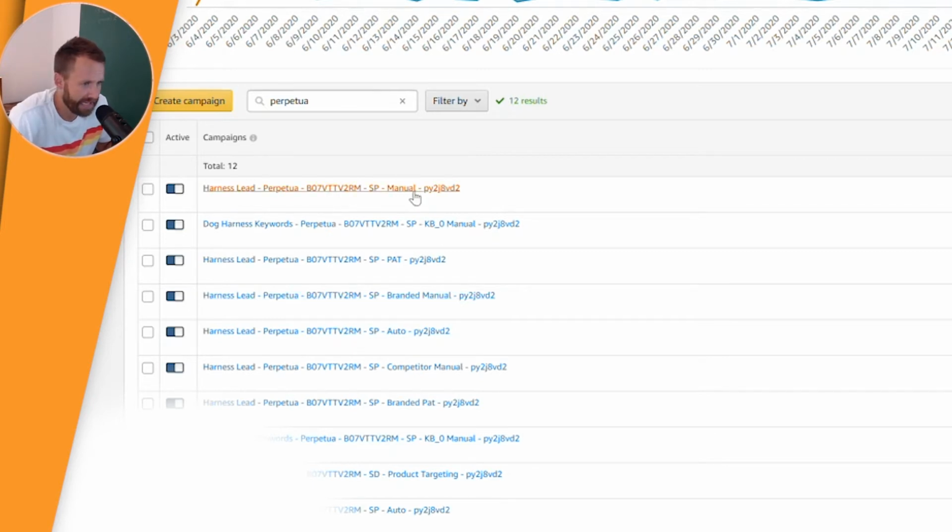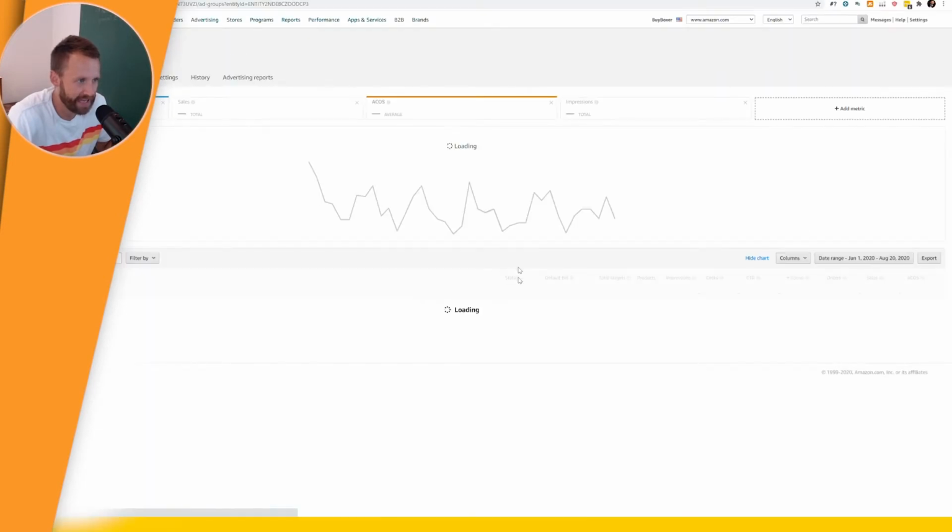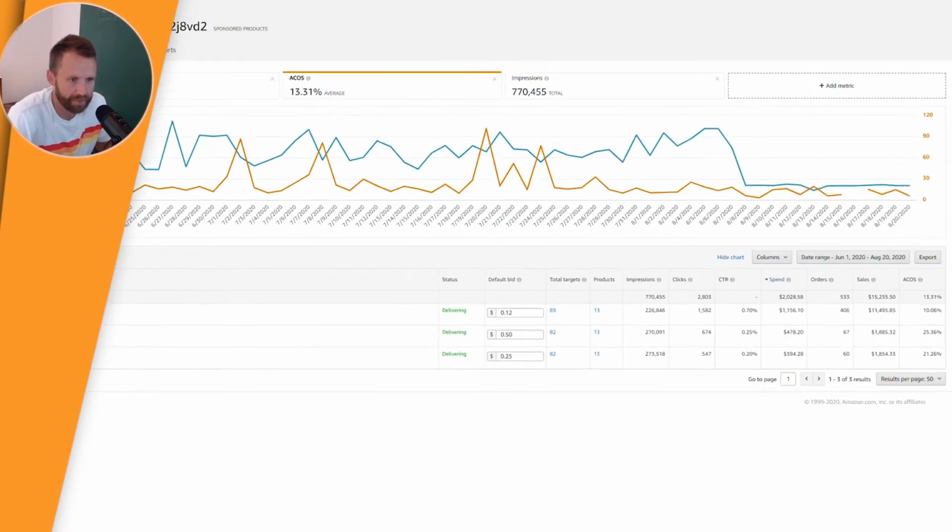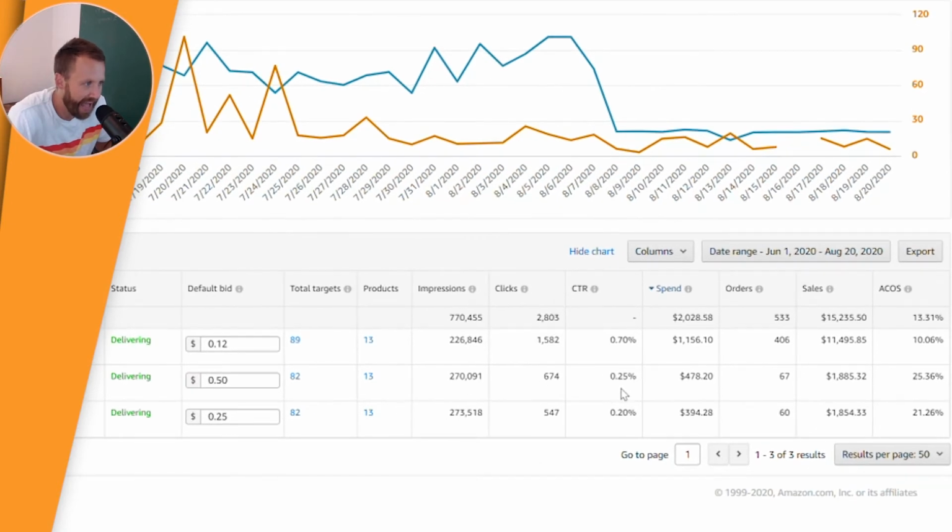What I was getting at was, I actually have a regular manual and an auto split, but Perpetua comes in here and splits out the manual to exact, broad, and phrase, and they actually shift the spend between them to make sure you're spending more money where you are getting better ACOS. So you can see already the software is doing more for me, because usually it's easiest to find the most spend in broad match, and it's harder to find spend in exact match, but that's one thing it accomplishes for you by adjusting bids.